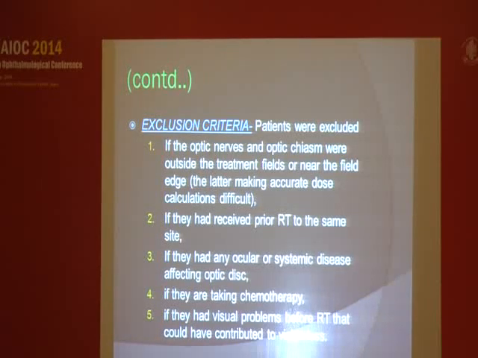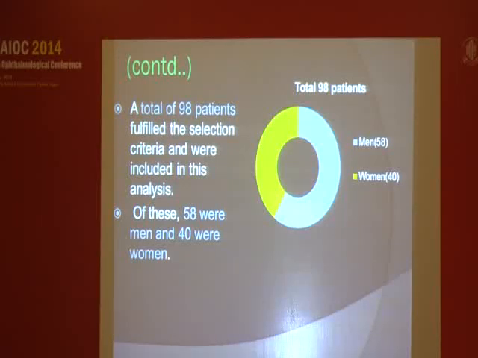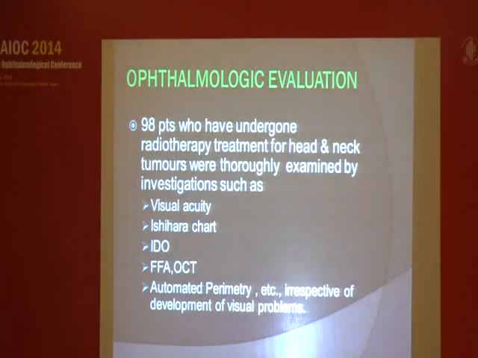They were also excluded if they had received prior radiotherapy to the same site, if they had any ocular or systemic disease affecting the optic disc, if they were taking chemotherapy, or if they had visual problems before radiotherapy that could have contributed to the visual loss. A total of 98 patients fulfilled the selection criteria and were included in this analysis. Of these, 58 were men and 40 were women. Of the total 98 patients, 28.57% were with nasopharyngeal tumors, 26.53% with paranasal sinus neoplasm, 23.46% with nasal cavity lesion, and 21.42% with palate malignancies.